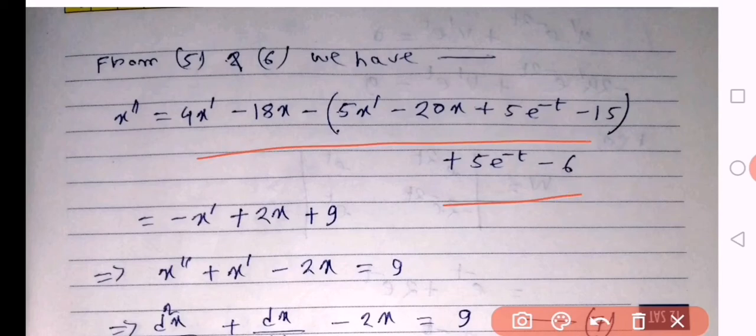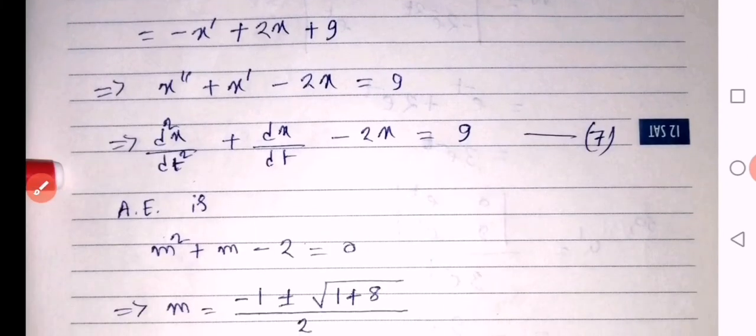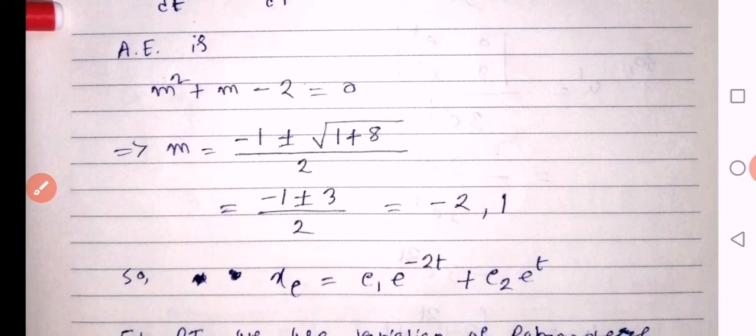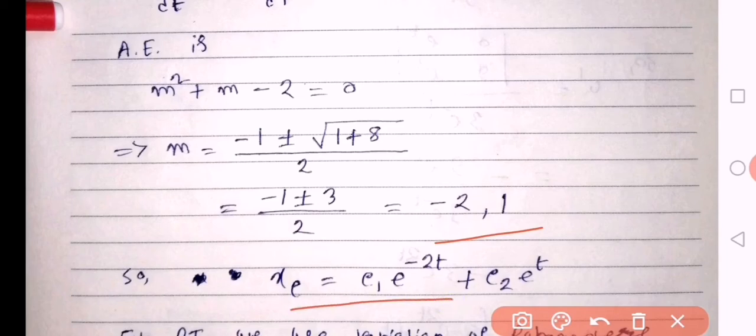and finally we will get x double dash plus x dash minus 2x equal to 9, which can be written as d2x dt2 plus dx dt minus 2x equal to 9, which is our equation number 7. So the auxiliary equation can be written as m square plus m minus 2 equal to 0. So m value is minus 2 and 1. So the complementary solution can be written as x equal to c1 e to the power minus 2t plus c2 e to the power t.